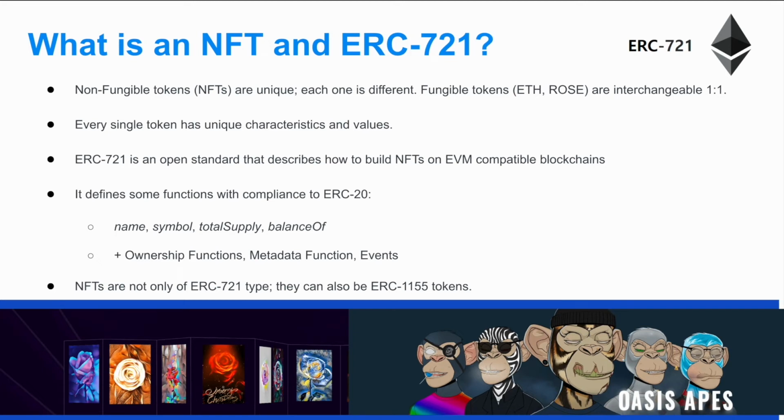So you cannot really exchange, let's say, one NFT for another that has the same value, the same metadata. The structure or the characteristics of NFTs are completely different. That's why you cannot call them interchangeable. Every single ERC-721 token has unique characteristics and metadata and also different values. So what does that mean?